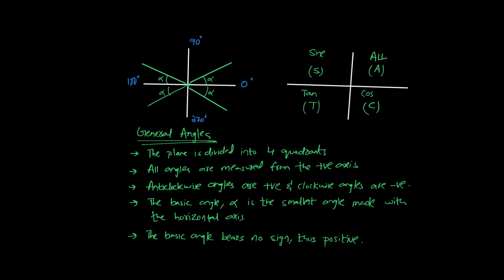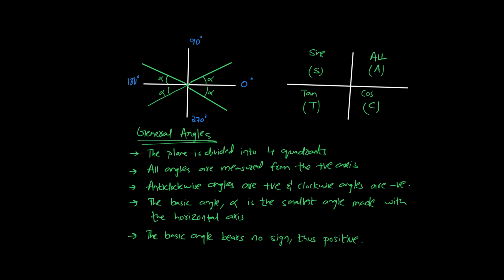Okay, so your plane is divided into 4 quadrants. The first quadrant is from 0 to 90, the other quadrant is from 90 to 180, then the third quadrant is from 180 to 270, and then from 270 to 360. Now all angles are measured from the positive axis.